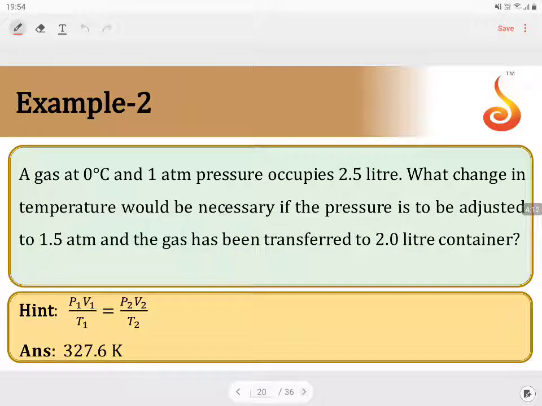So if the gas is transferred into a 2-liter container with the pressure adjusted to 1.5 atmosphere, the temperature will be 327.6 Kelvin.